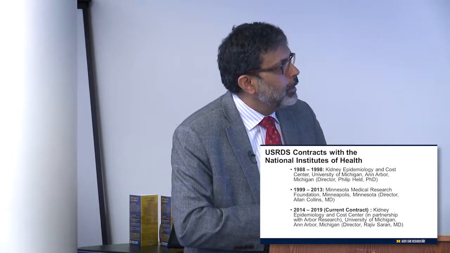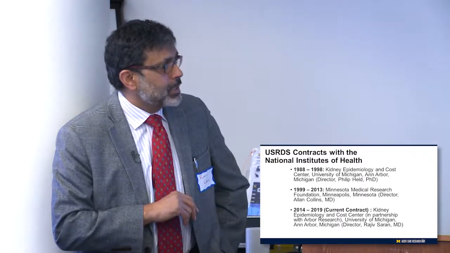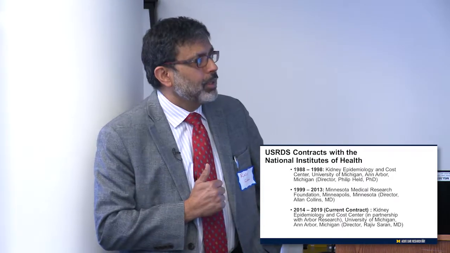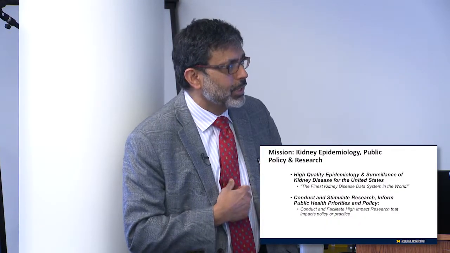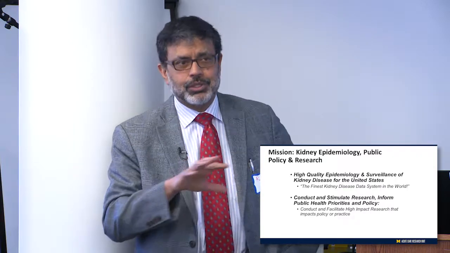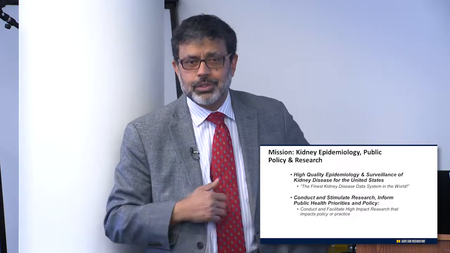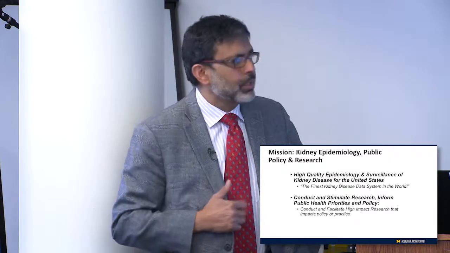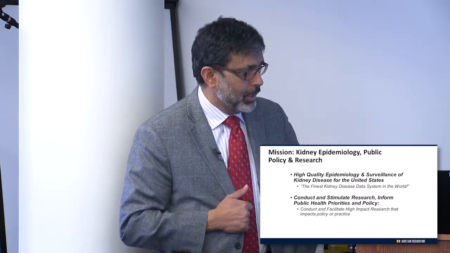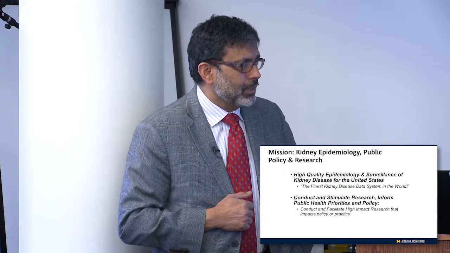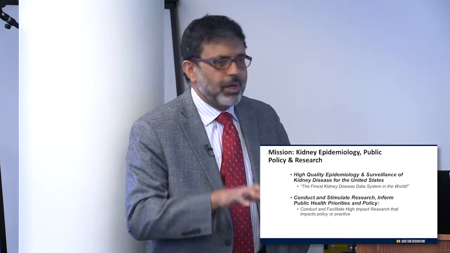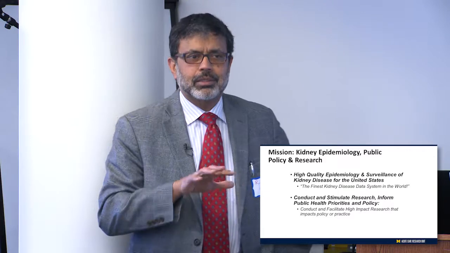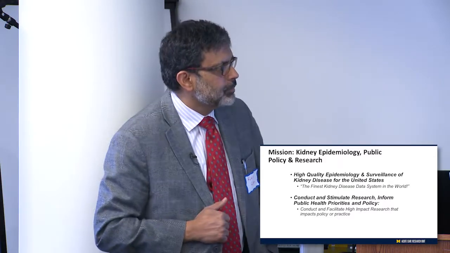So the mission of the USRDS is to provide high quality epidemiology and surveillance of kidney disease for the entire United States. It also has a chapter on international comparison. So we do ask other countries to contribute data and bring it in as a chapter, which is increasingly becoming more and more detailed. Over 60 countries now contribute to that chapter, but it's primarily focused on the USA, and it's an atlas of kidney disease.